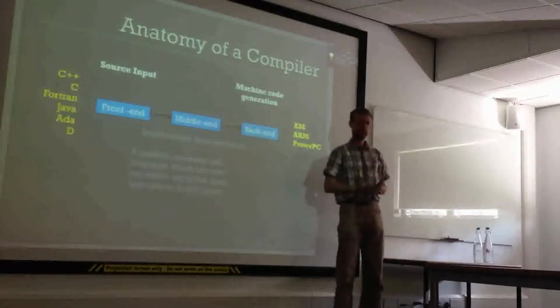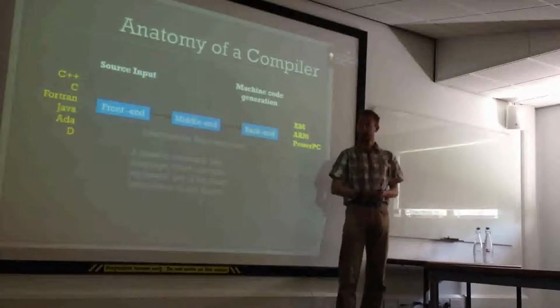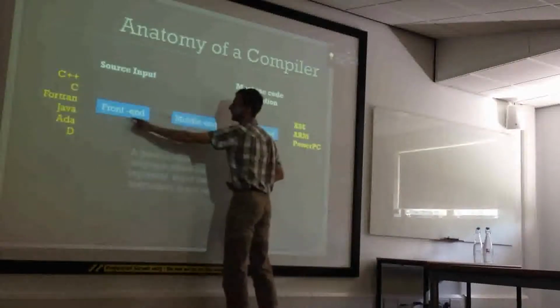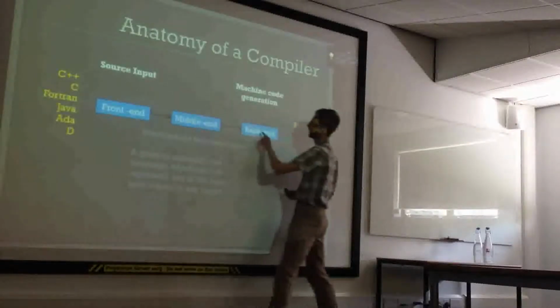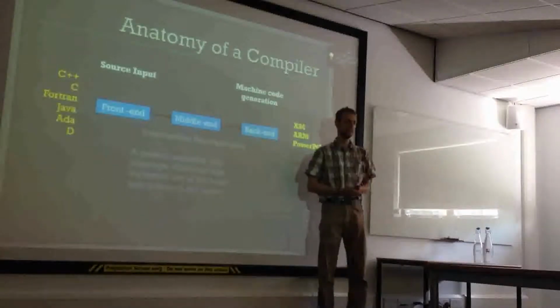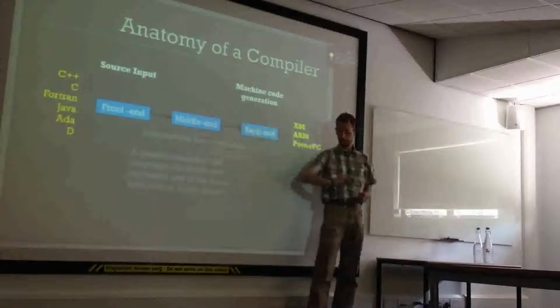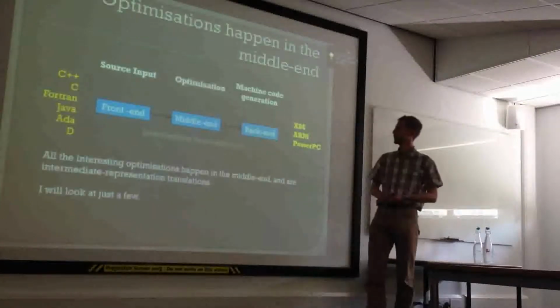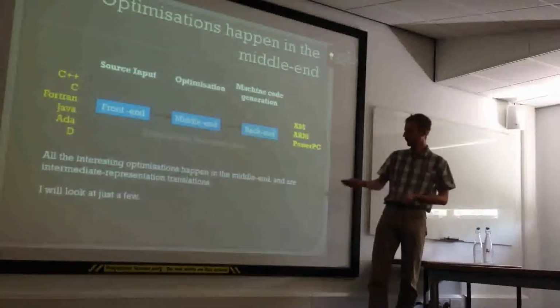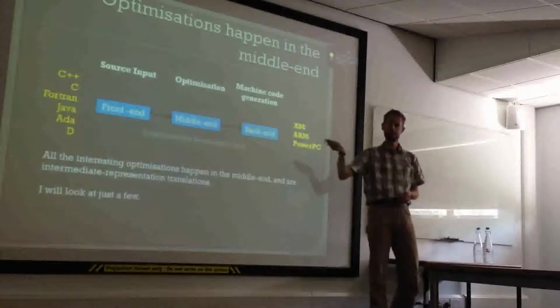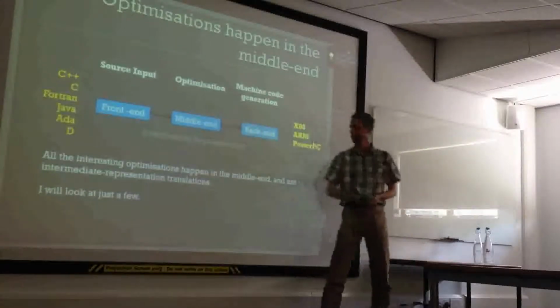If you're running something like GCC and you run it without optimization, what effectively happens is it bypasses all of this and goes straight to that, so it doesn't really do any optimization at all. If you turn on optimization, various things start to happen here. Everything happens in the middle end, and that's where I'm going to be concentrating today.